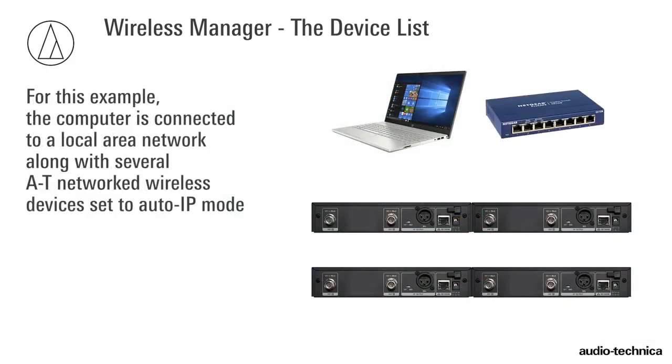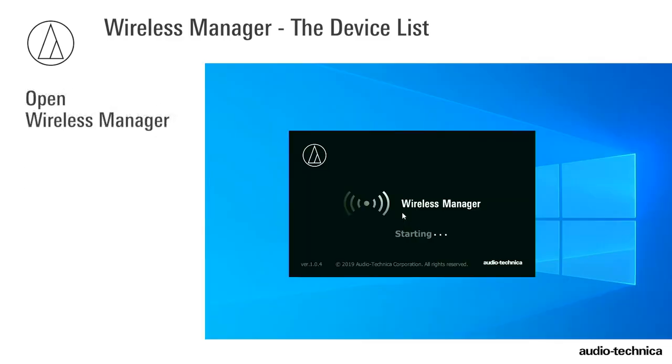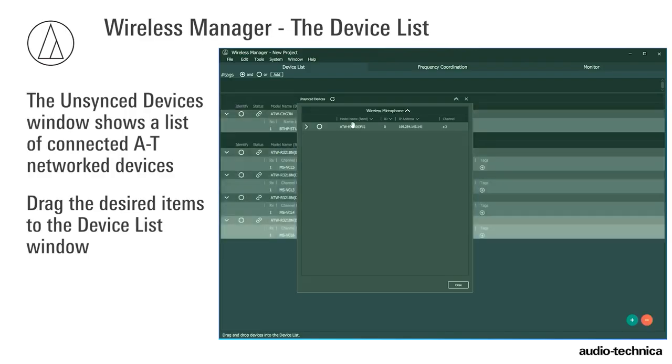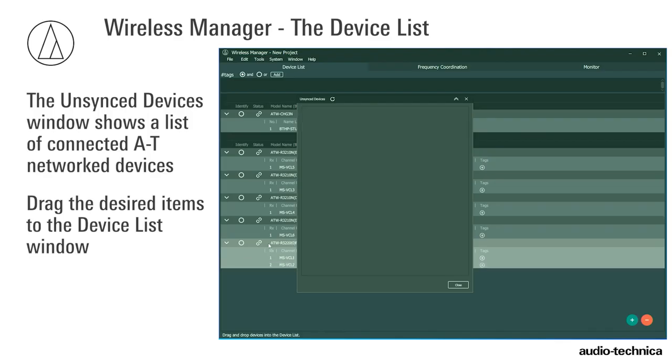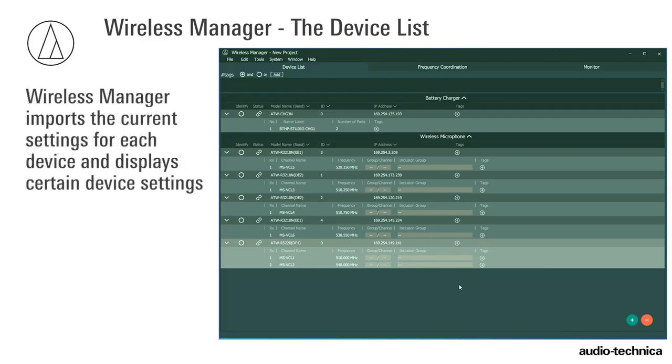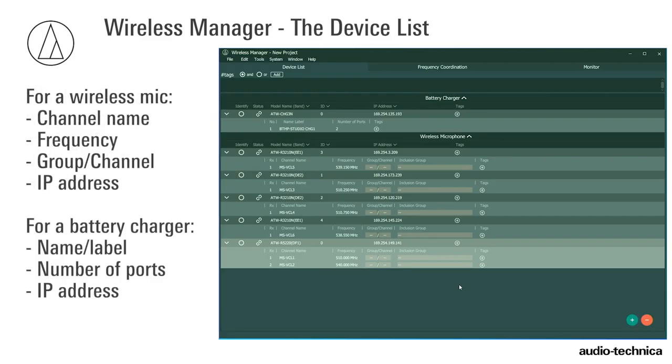For this example, the computer is connected to a local area network along with AT networked wireless devices set to Auto IP mode. Open Wireless Manager. When the Unsynced Devices window opens, showing a list of connected devices, drag the desired items into the Device List window. The Device List window groups devices in different horizontal arrangements by their predefined profile type: wireless microphone, in-ear monitor, or battery charger. Wireless Manager imports the current settings for each device and displays the channel name, frequency, group channel, and IP address in the Device List window.